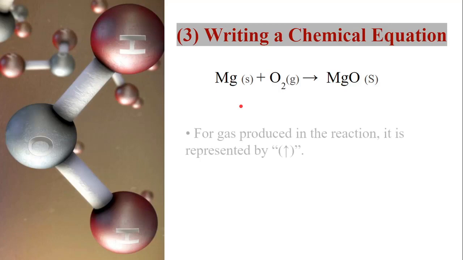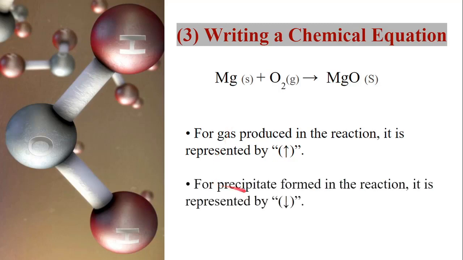Next, a gas produced in a reaction is represented by an up arrow. If in a reaction some gas is produced, we denote it by an up arrow. A precipitate formed in the reaction is represented by a down arrow.